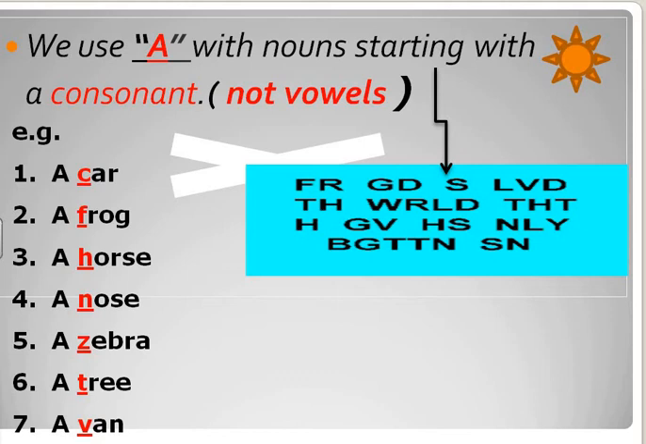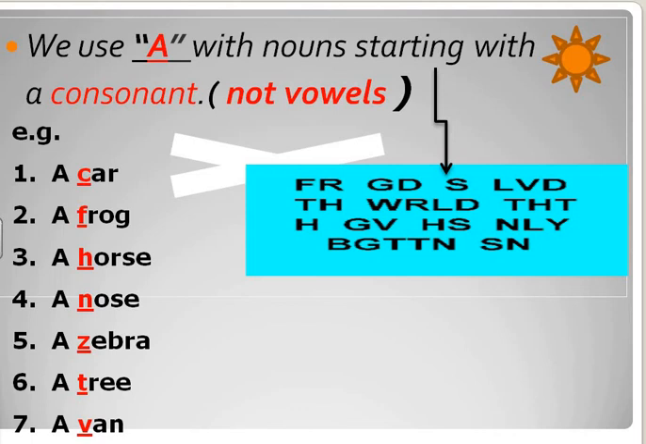Okay? For example, number one, car. The word car starts with the letter C. The letter C is a consonant, so I will use a before the word car. Okay? So I will say a car, a car. Repeat, a car. Very good. Number two, frog. The word frog starts with the consonant F. So I will say a frog, a frog. Repeat, a frog.